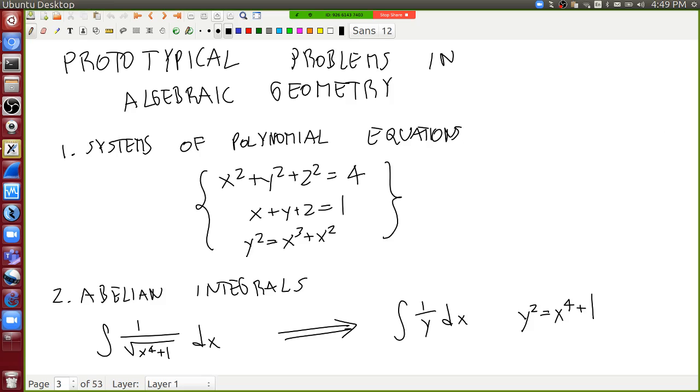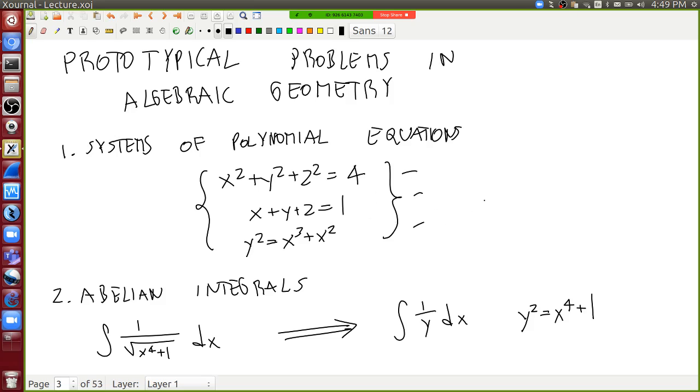Okay, looks reasonable. So, prototypical problems in algebraic geometry. In most algebraic geometry textbooks, you see systems of polynomial equations. We're looking for solution sets, x, y, and z, that solve these equations.